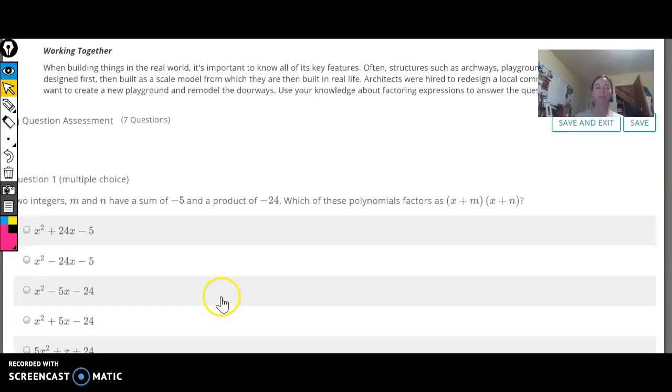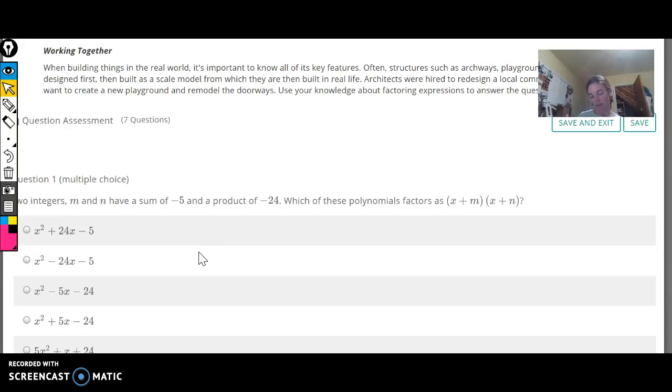Okay, question number 1. Two integers m and n have a sum of -5 and a product of -24. Which of these polynomials factors as x plus m and x plus n? So basically, we don't even have to figure out the factors here. All we have to know is that the product is going to be the last number and the sum is going to be the middle number, okay?